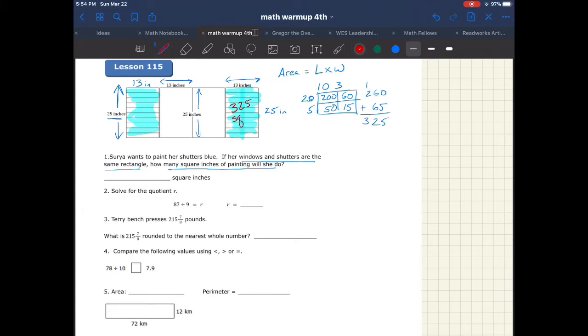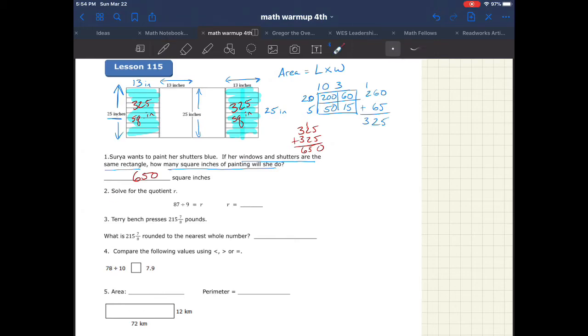So it looks like each of these shutters is 325 squares, and each square is 1 square inch. So 325 square inches for each. And since she has to paint them both, she has to paint 325 twice. So her total painting is 650 square inches. 650 square inches of paint.